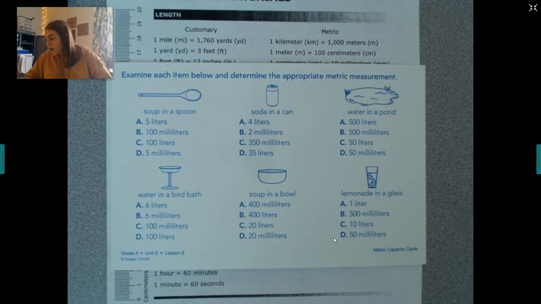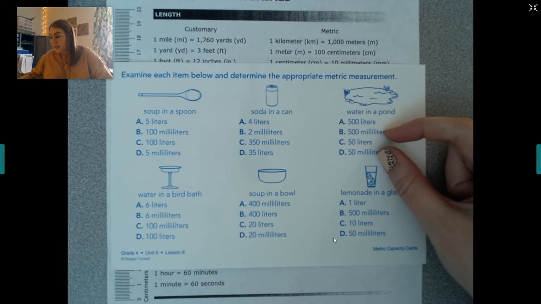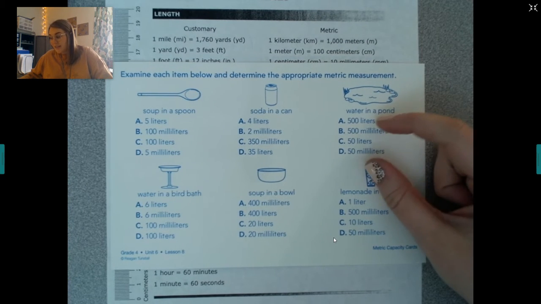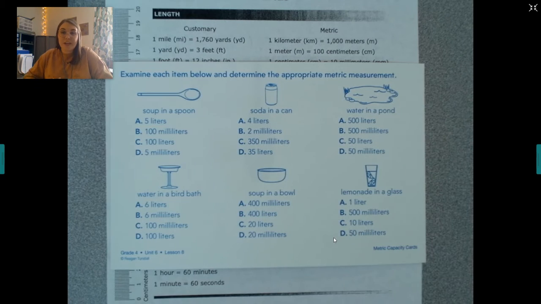Okay, so I hope you unpaused. Water in a pond, it's got to be more than just milliliters. I've got to decide, is it 50 or 500? I would say it depends on the size of the pond. But if I had to guess, I would probably go with 500 if it's a pretty large pond. Did you get it right? Mainly, you need to decide. If it's a small amount, you're going to go with milliliters. If it's a larger amount, you're going to go with liters.